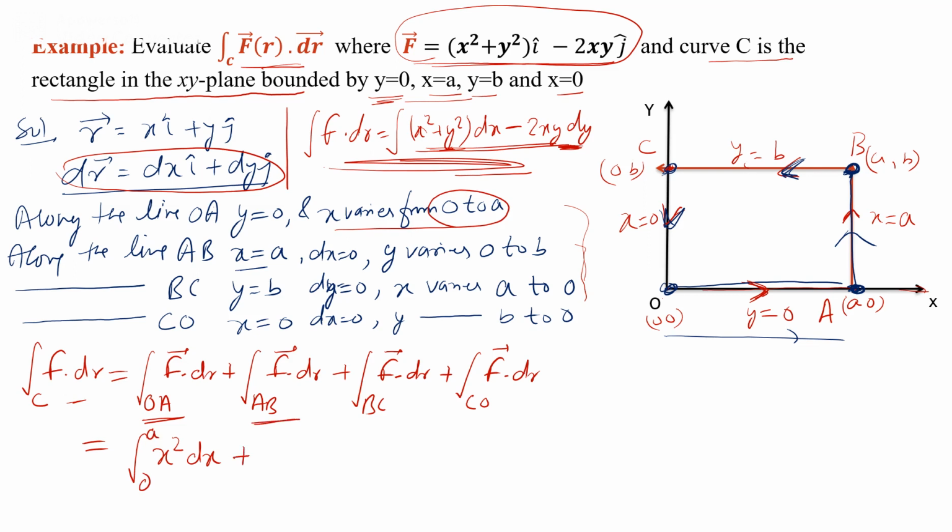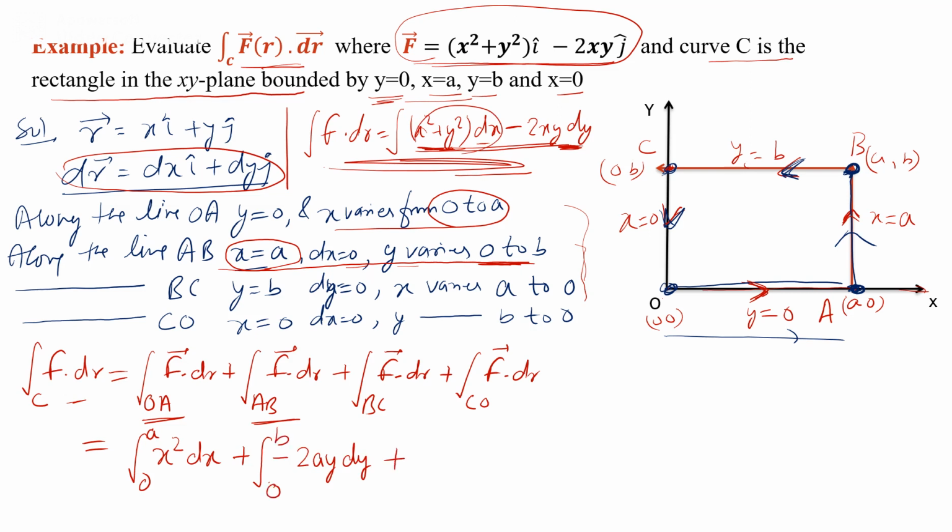Similarly, when we take the integration along the line AB, we put x equal to a in that equation, and dx is equal to 0, and y varies from 0 to b. So we get that part is 0, so we get minus 2ay dy, and y varies from 0 to b.